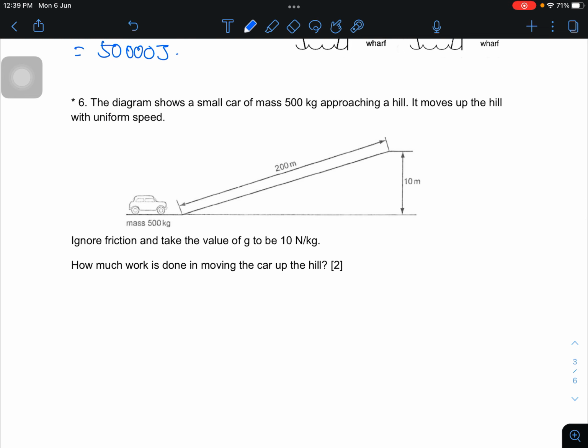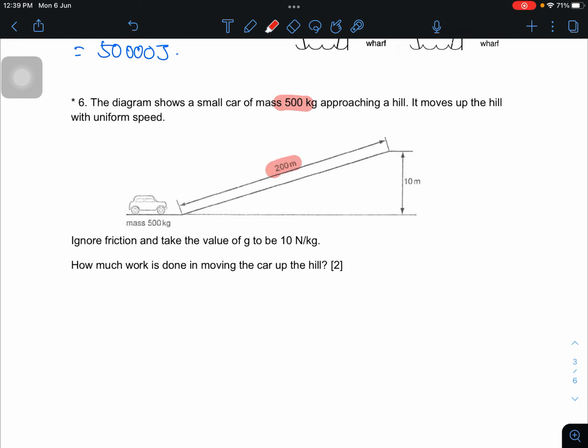Question 6. The diagram shows a small car of mass 500 kg approaching a hill. It moves up the hill with uniform speed. Ignore friction and take the value of g to be 10. How much work is done in moving the car up the hill? All right, so let's highlight. Mass is 500 kg.